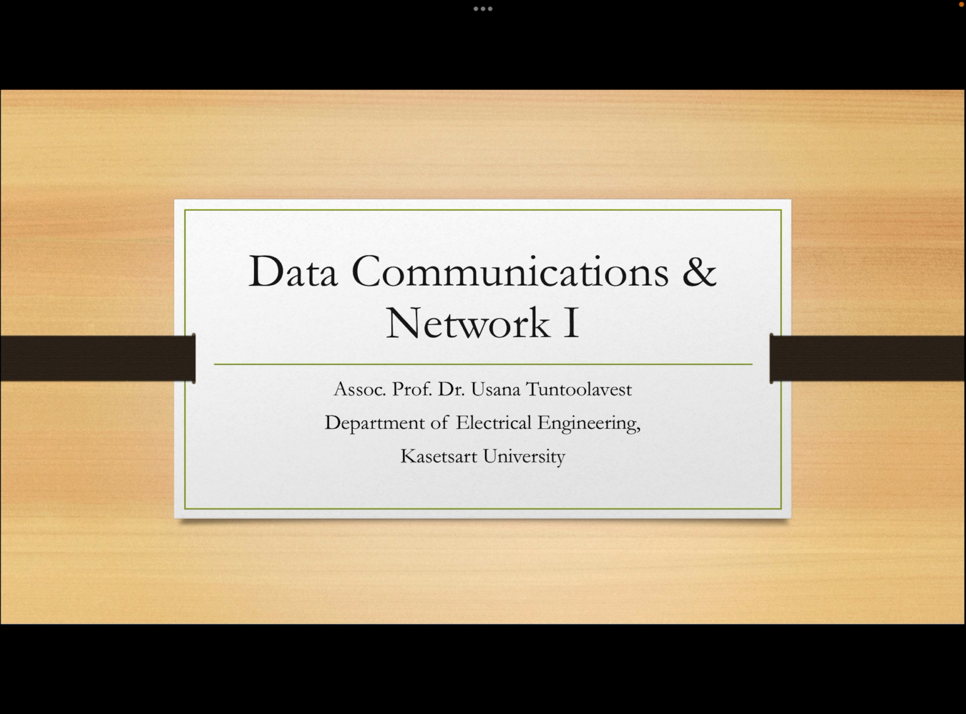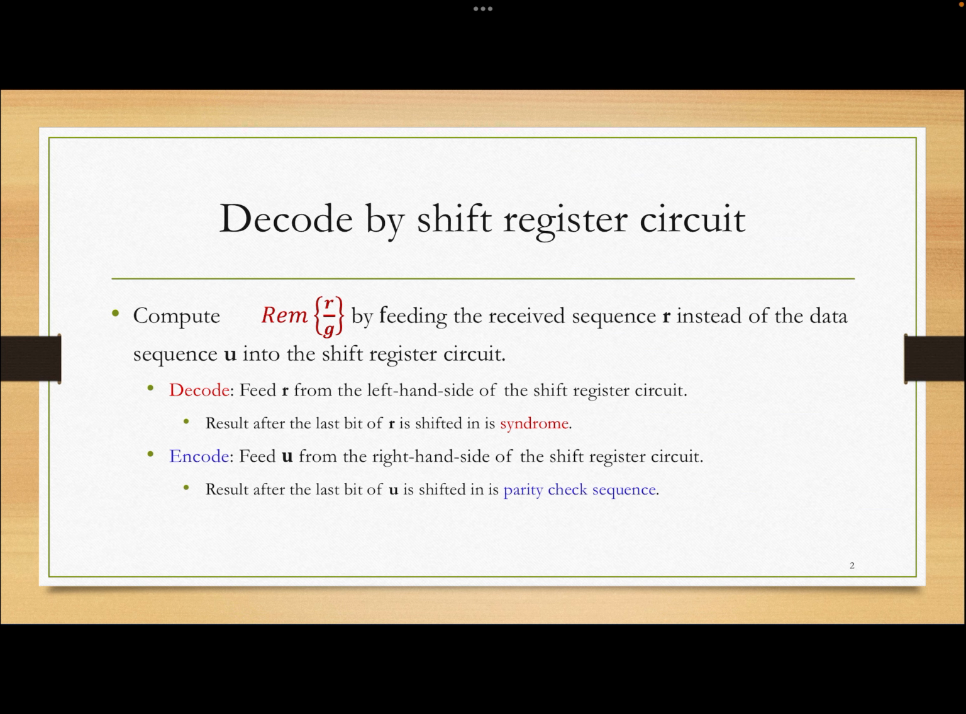Communications and Networks 1 class today, Ajahn Usla will talk about how to decode the cyclic code using a shift register circuit. I didn't write the cyclic code here because all the encoding and decoding are done for cyclic codes only in this class. Again, to decode, we will compute the remainder of the received sequence over the generator sequence, to see if the received sequence R is divisible by the generator sequence or not.